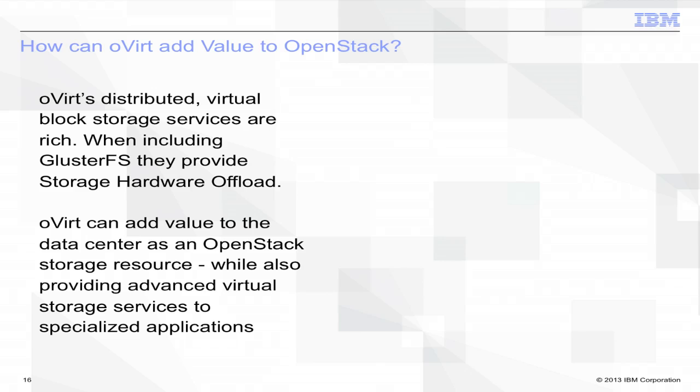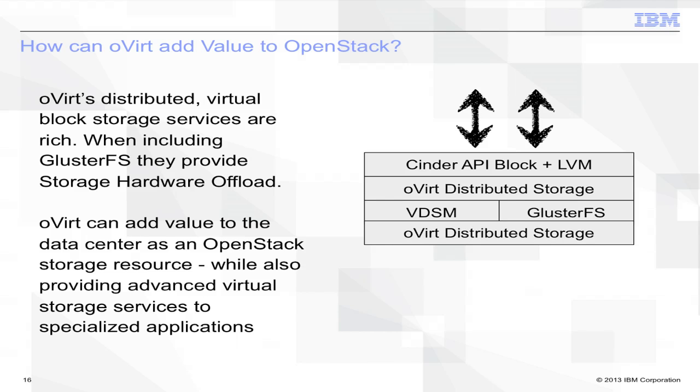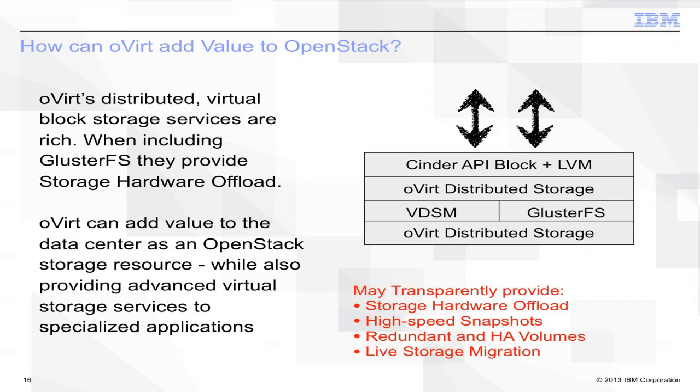And we've worked on some translators that give you storage offload and some other things. So by supporting the Cinder API for both block and LVM on the oVirt node, we can provide Cinder storage services to OpenStack. And at the same time, those storage resources are available natively to other oVirt nodes. So that's an example of something we could do to add value. Remember, if we don't add value, then we'll stop, we won't exist. So these are some things that we might be able to add.